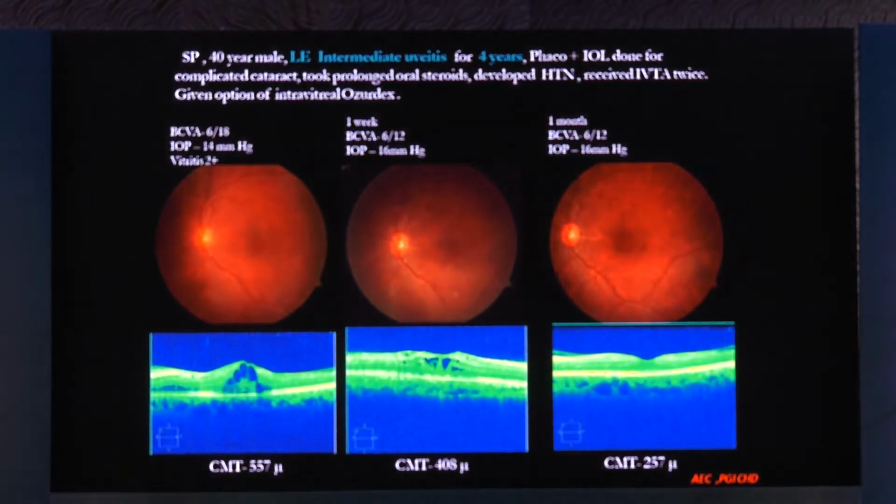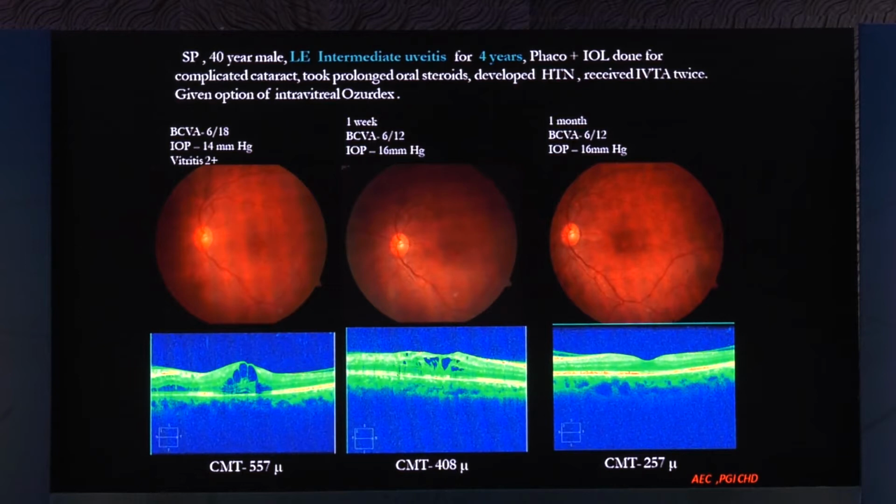Now this patient had intermediate uveitis in the left eye for 4 years. He was operated for complicated cataract, was given an off and on course of prolonged oral steroids, and developed hypertension and diabetes. So he was given an option of intravitreal Ozurdex. On presentation he had media haze, vitritis and cystoid macular edema. One week after the injection, the vitritis and the CME decreased, and 1 month down the line there is no CME. Vision has also improved, and the media is clear.